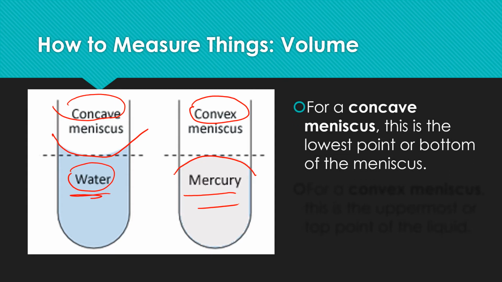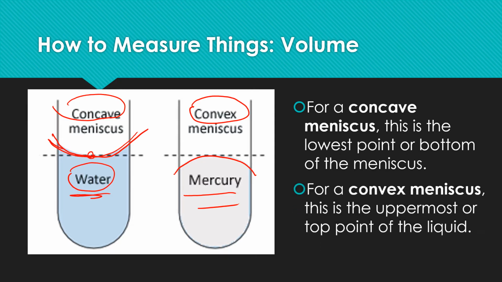So in a concave meniscus, the lowest part, that is where you're going to measure. If it's a convex one like this, you are going to measure here. So what is responsible, at least in water, are two properties: cohesion and adhesion. Cohesion means the water molecules stick together, and adhesion means the water molecules stick to something else. They adhere, kind of like an adhesive. So cohesion and adhesion are responsible for the concavity of water in a graduated cylinder.